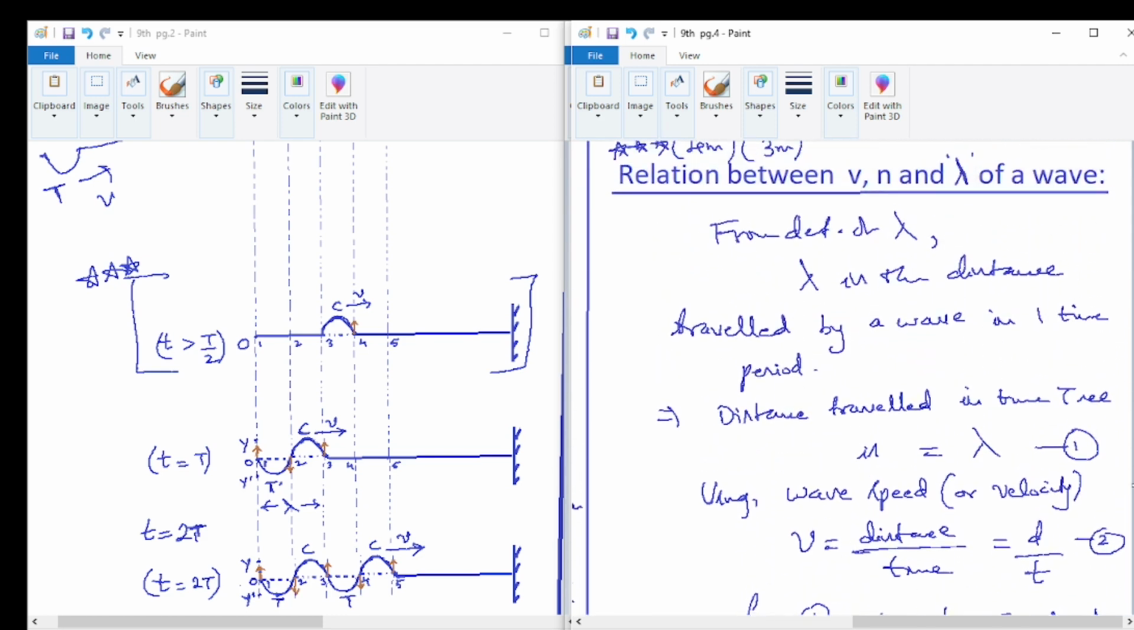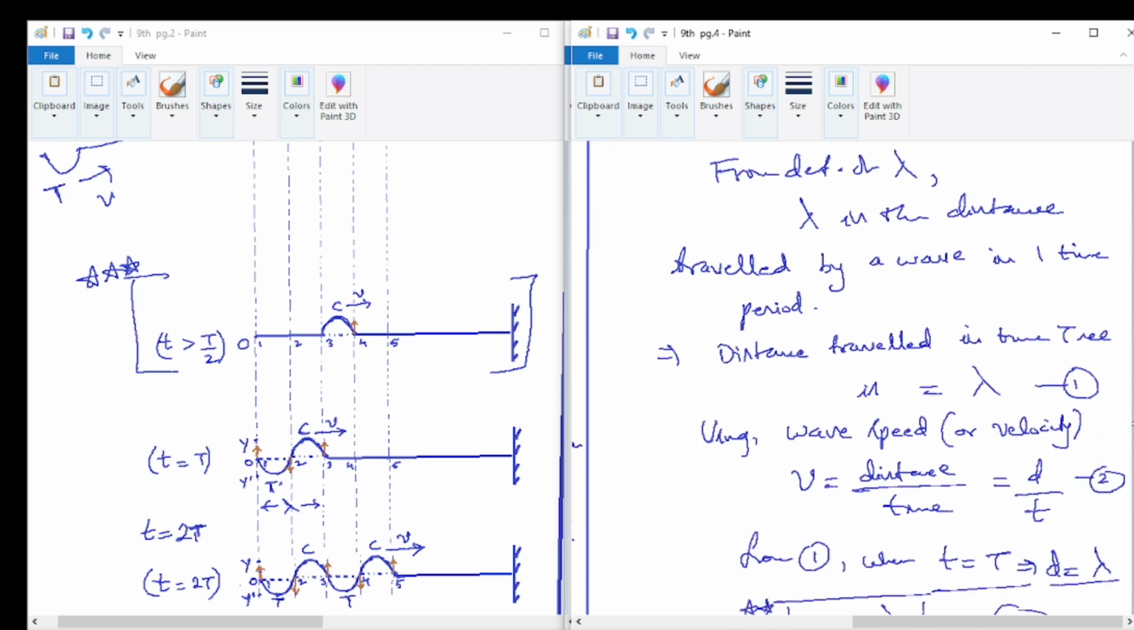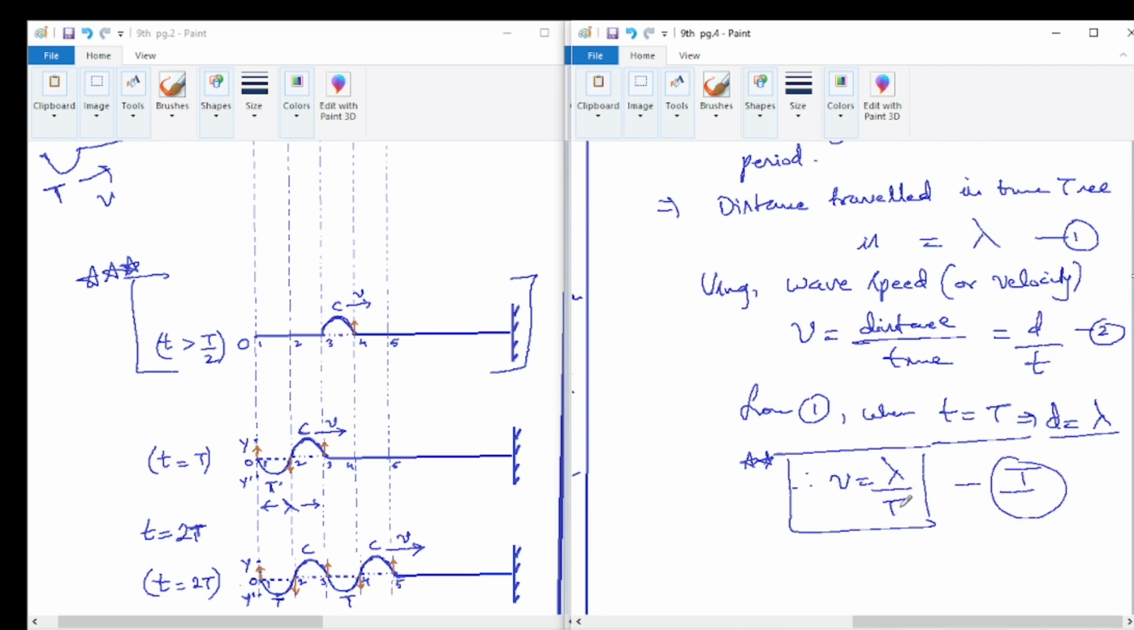So the very useful equation is this one, in the next step. So V, n and lambda, or V, lambda and n. Here what do we have? V, lambda and t. So in place of t, if we put n, we'll get V, lambda and n.